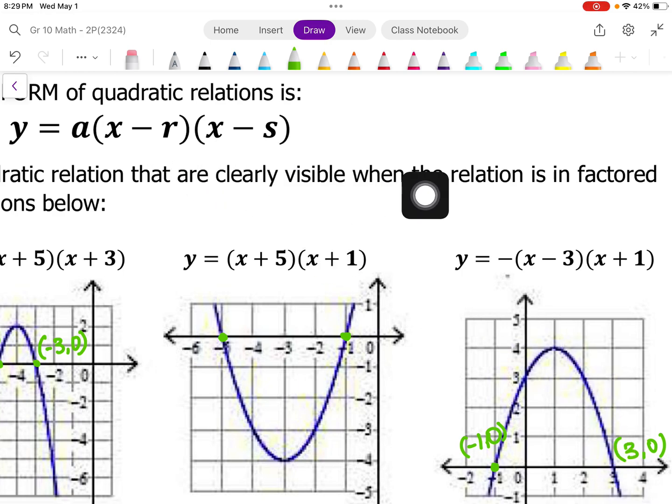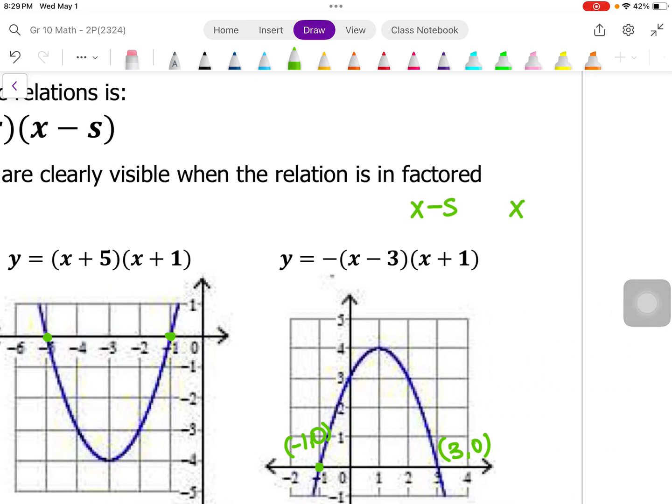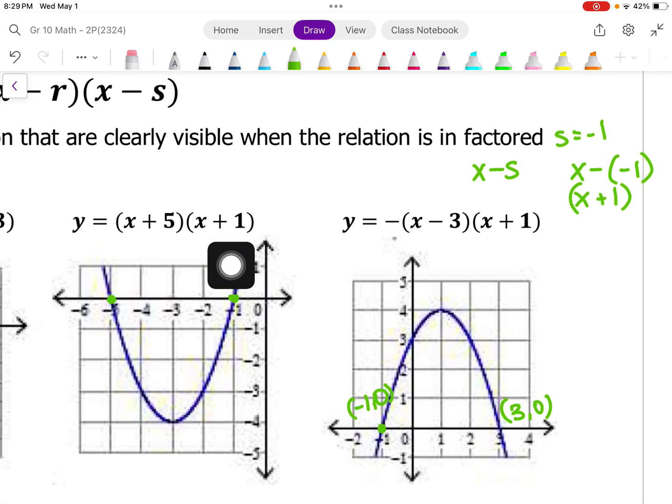When my r or my s is a negative value, so here my 0 or my x-intercept is -1, because it's x subtract s, if s is a -1, so if s equals -1, I'm subtracting a -1, it becomes x plus 1. So when we look at factored form, we need to be careful that the general equation is x subtract our 0, which means if we have a subtraction, our value for our 0 is actually a positive number. And if we have an addition, it was a negative.